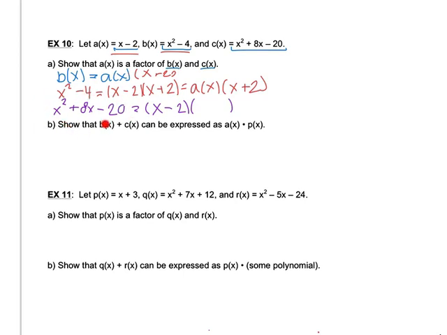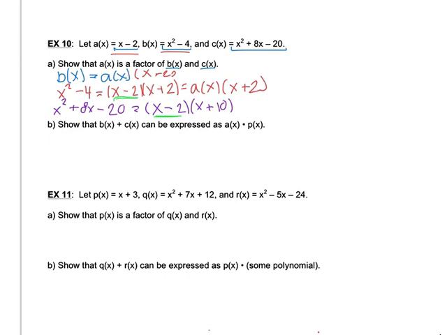Think of it in terms of factoring. If I was going to factor this, I would ask what two numbers multiply to negative 20 and add to positive 8. And hopefully 10 and negative 2 come to mind. The negative 2 is already right here. We were already told that it's one of the factors, because we're told to show it. So that other factor would have to be x plus 10. So that's all it takes to show example A. We've shown that a of x is a factor of b of x, and that a of x is a factor of c of x, because we've written both b of x and c of x as a of x, times some other polynomial.